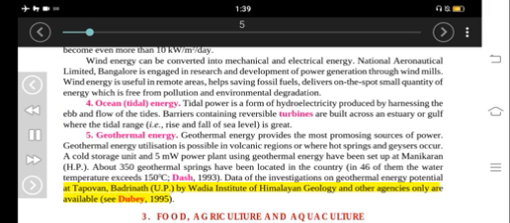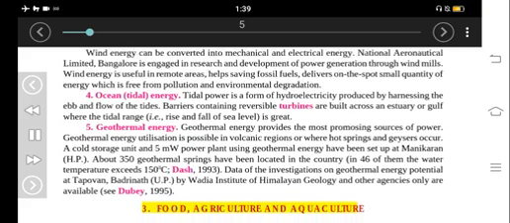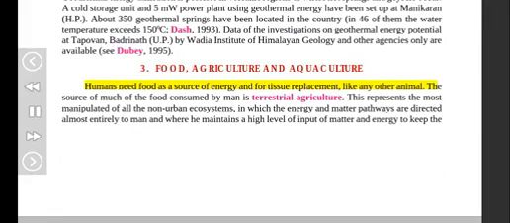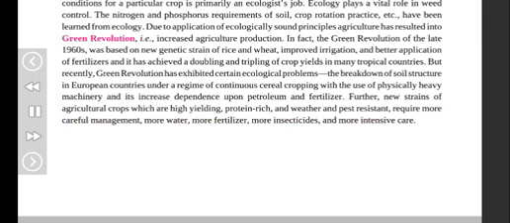3. Food, agriculture and aquaculture. Humans need food as a source of energy and for tissue replacement, like any other animal. The source of much of the food consumed by man is terrestrial agriculture. This represents the most manipulated of all the non-urban ecosystems, in which the energy and matter pathways are directed almost entirely to man and where he maintains a high level of input of matter and energy to keep the system stable in order to yield his preferred crop. Not only is the ecosystem man-made, but the plant and animal components of it have usually been genetically altered by man in the course of their domestication.